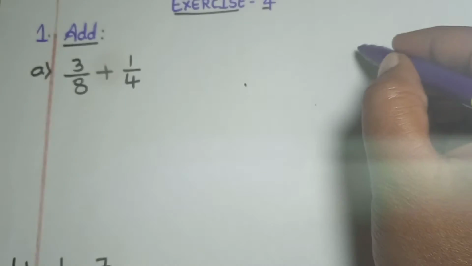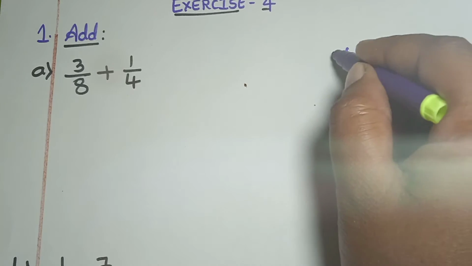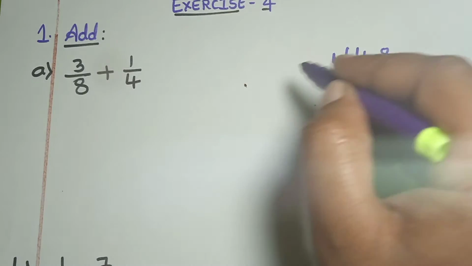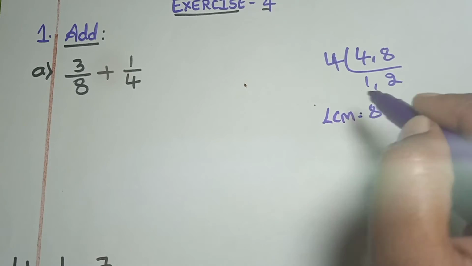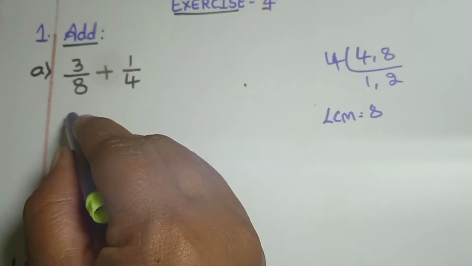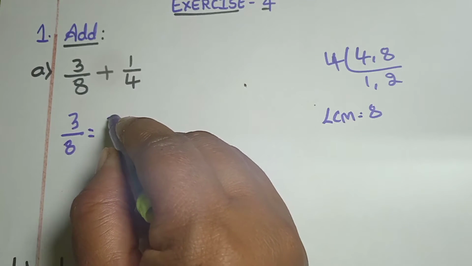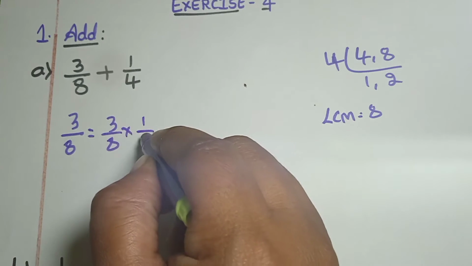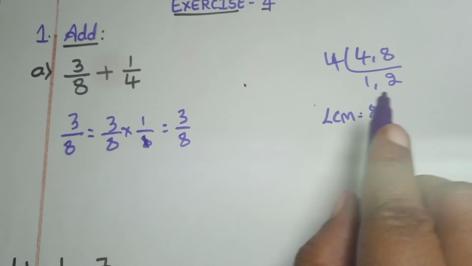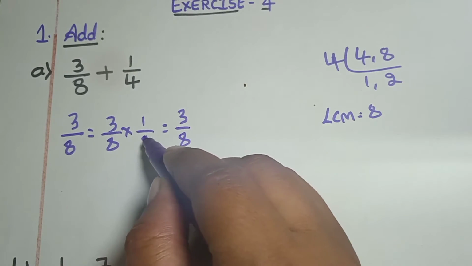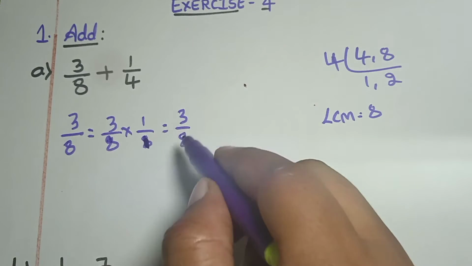8 and 4 here. We should take the LCM for 8 and 4. 4 ones are 4, 4 twos are 8. What is the LCM children? 8 is the LCM. Then we have to take 3 by 8. To get the same denominator, we multiply by 1. See here, 8 is the LCM, so we multiply by 1 only, and we get 3 by 8 only.